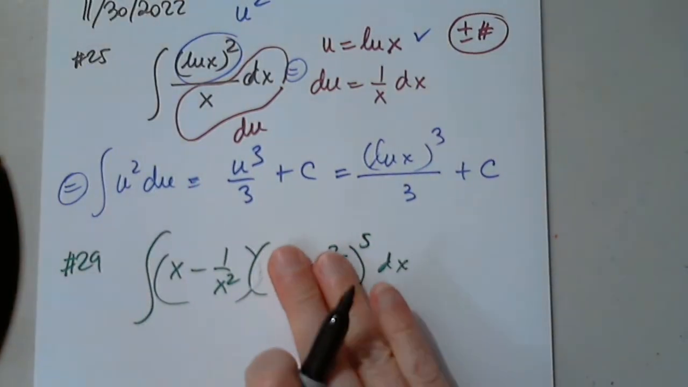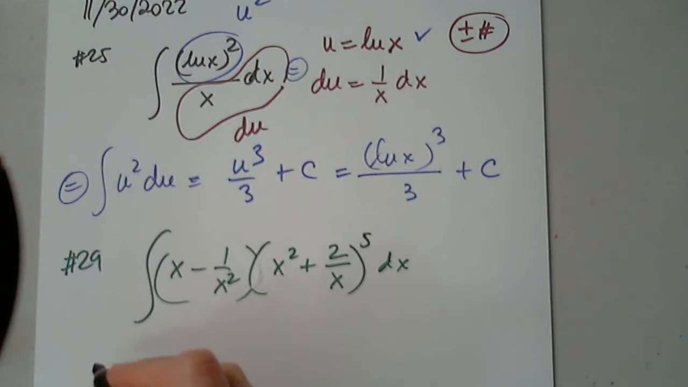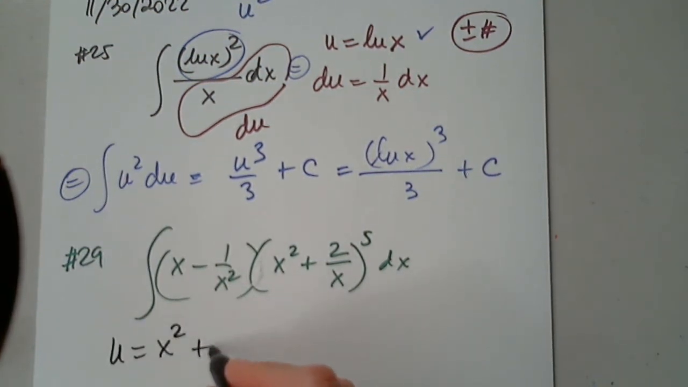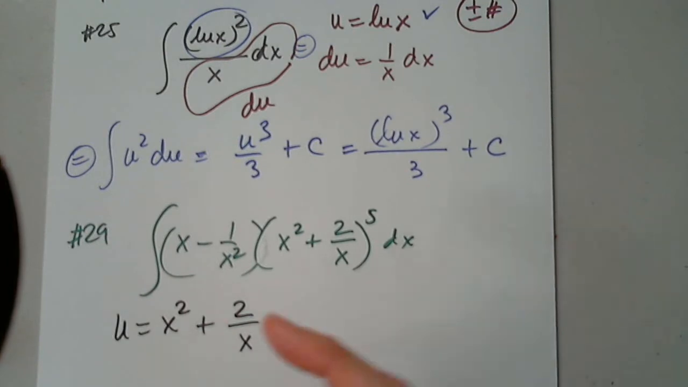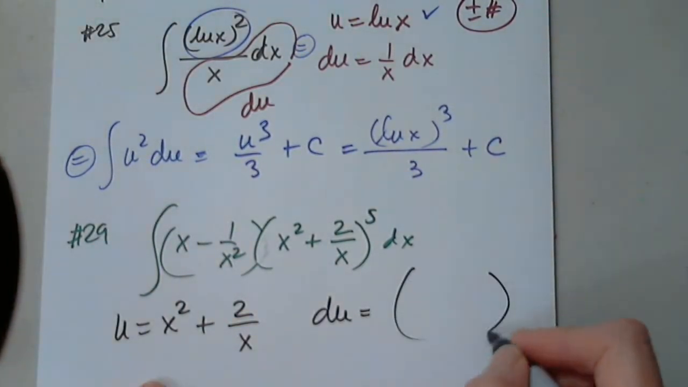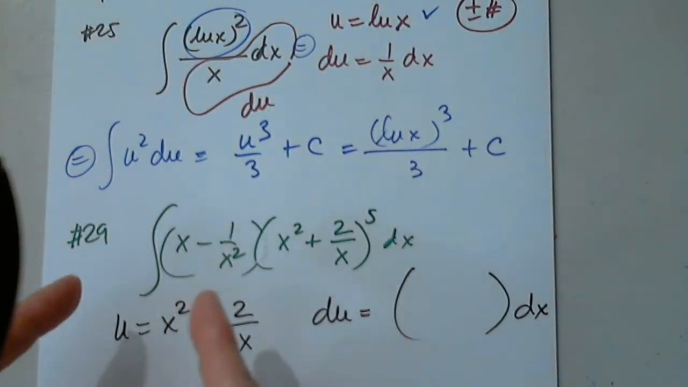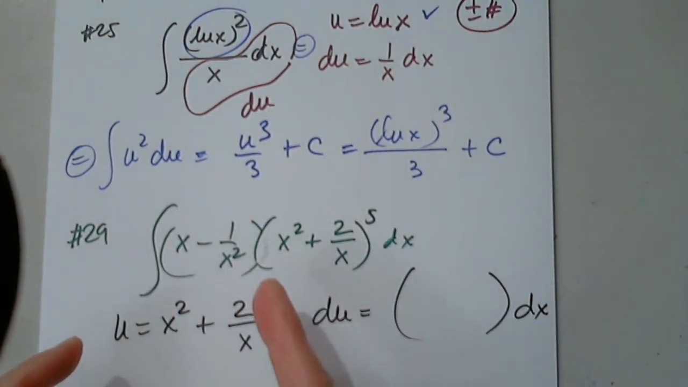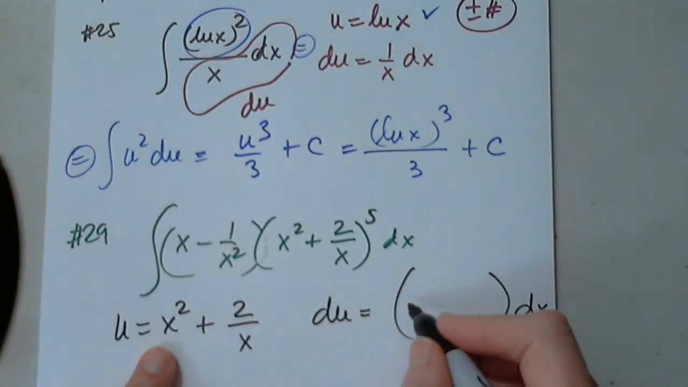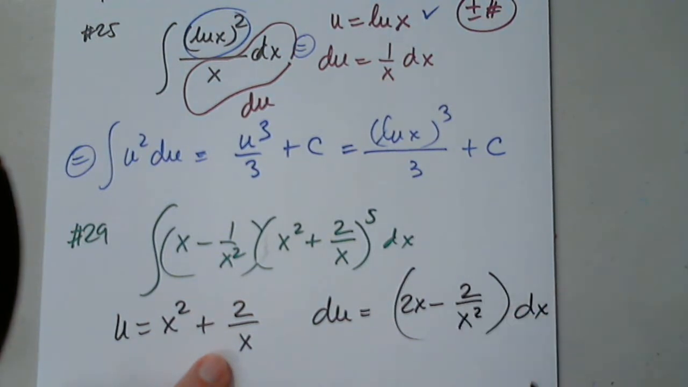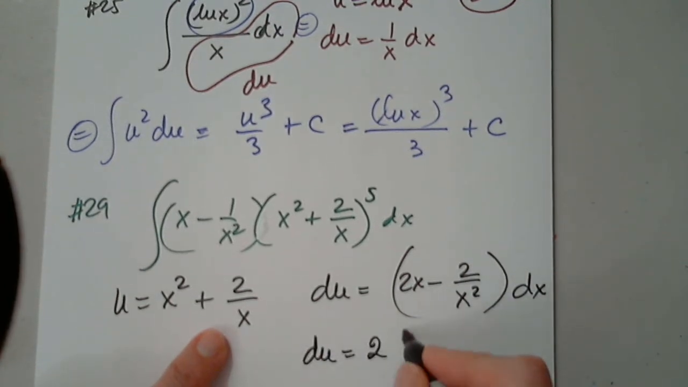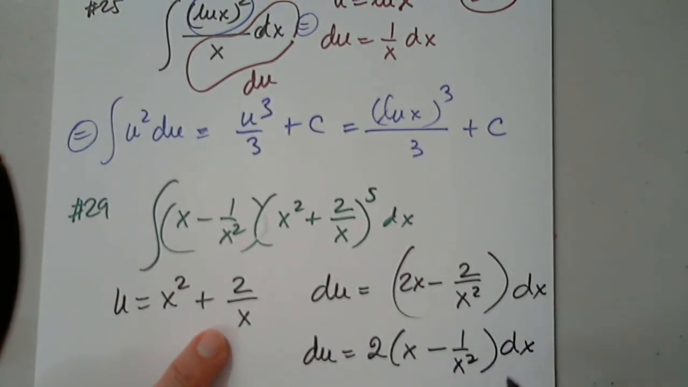Power 5 is friendly. If I have x to the 5th, that's it. I can't have anything, right? It's simple. But this is the issue. So I'll say let u be x squared plus 2 over x. This is the right substitution only if du is easy to determine and it's somehow in the problem. Because if it's not in the function, I may have some difficulties here. But there is no problem because I have 2x minus 2 over x squared, and I will factor out the 2. So 2 times (x minus 1 over x squared) dx.